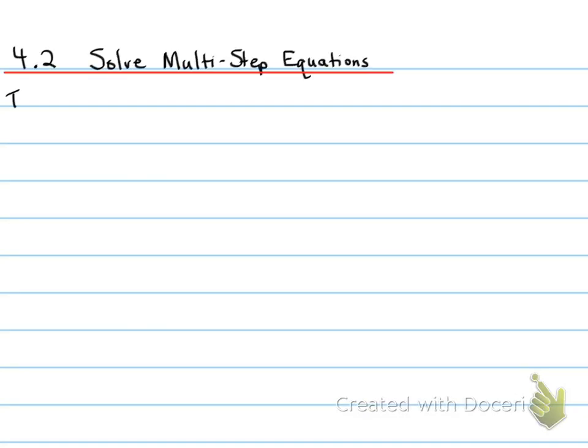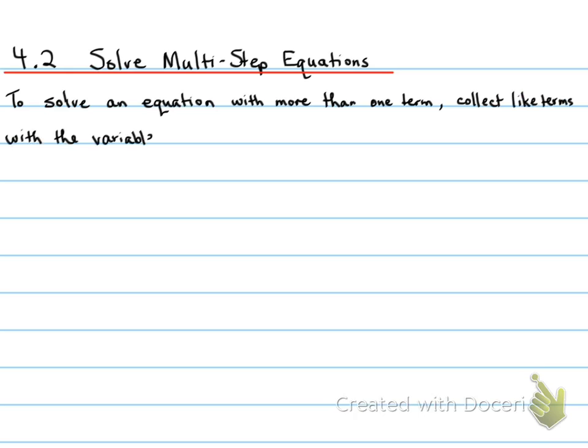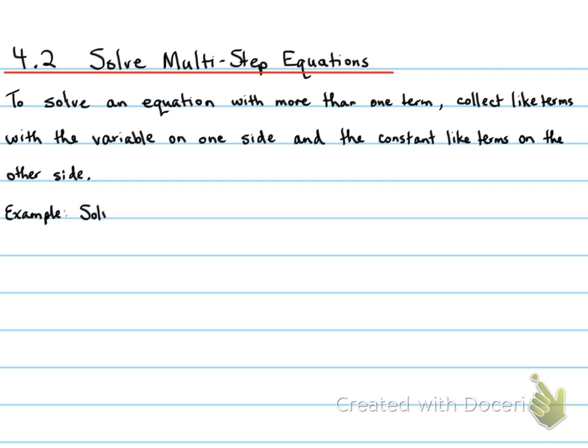All right, 4.2, solving multiple step equations. So what you're going to see here is similar to the last example that I did in the last note. That is, to solve an equation with more than one term, collect like terms with the variable on one side and the constant like terms on the other side. Okay, so an example of this is the following.